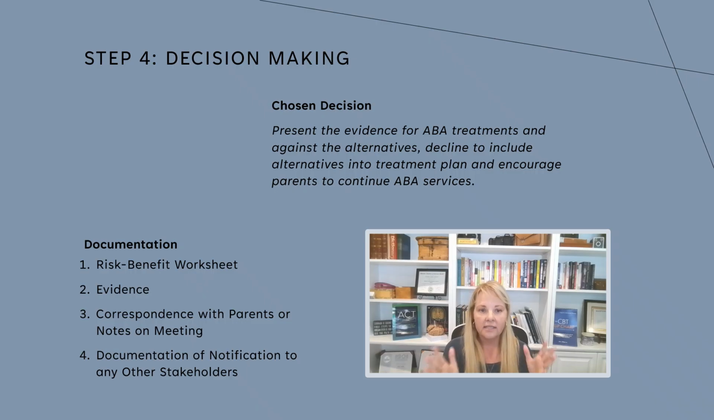I'm going to save all of my documentation here: my risk benefit worksheet, the evidence that I gathered, the research I did, notes on meeting with the doctor, the correspondence with the parents or the meeting notes, and any documentation that I provided of notification to any other stakeholders. If I had to notify anybody else in this process, then I'm going to include that in my files, and I'm going to be able to have that as a record of my ethical decision making.